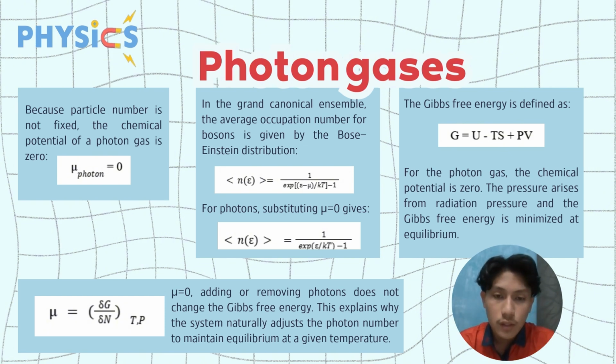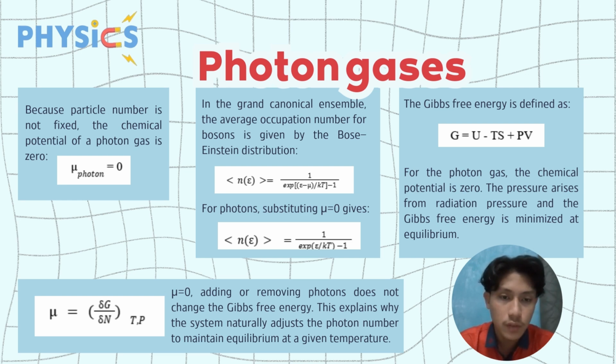So in the grand canonical ensemble, the average occupation number for bosons is given by the Bose-Einstein distribution, n equals 1 over exp of (E minus mu) over kT minus 1. And for photons, substituting mu equals 0 gives 1 over exp of epsilon over kT minus 1.